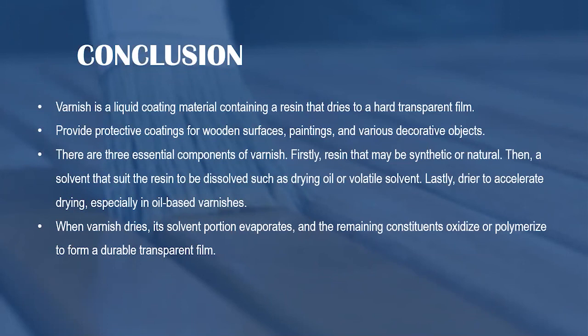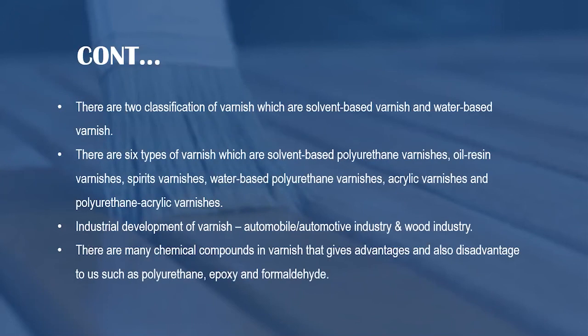The second one is the solvent. The solvent must suit the resin to be dissolved, such as drying oil or volatile solvent. The third one is the dryer. The dryer is to accelerate drying, especially in oil-based varnish. So when our varnish dries, its solvent portion will evaporate and the remaining constituents will oxidize or polymerize to form a durable transparent film.